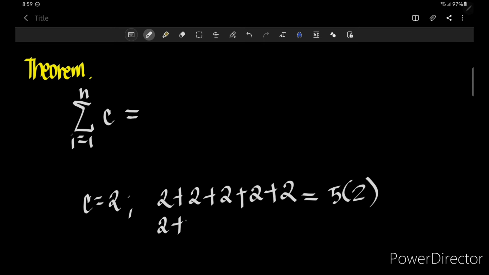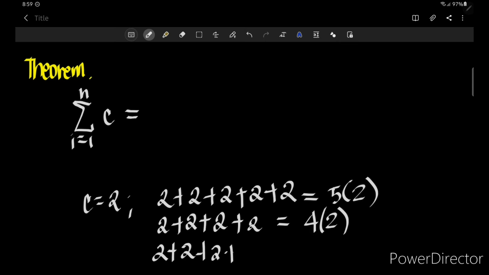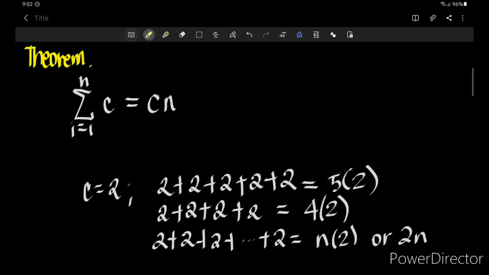So, let's say you are adding 2 4 times, no? 4 times. So, this is equal to 4 times 2. Or in general, you are adding 2 n times. So, you have n times 2 or 2n. Right? So, the summation of C, where I ranging from 1 to n, is equal to Cn. Okay, next theorem.